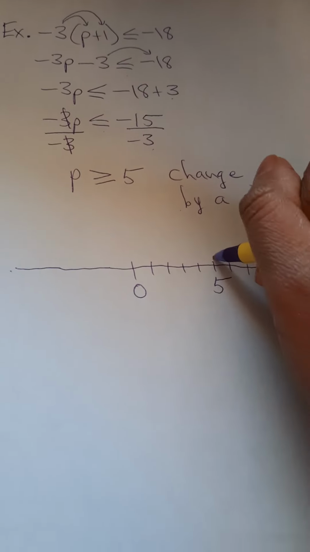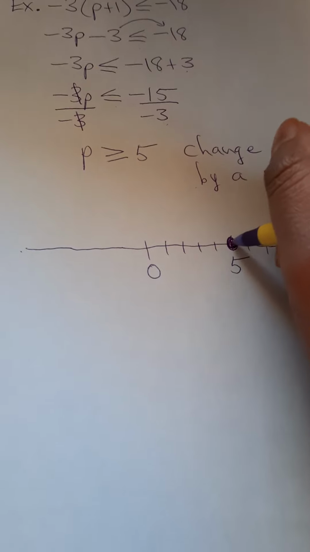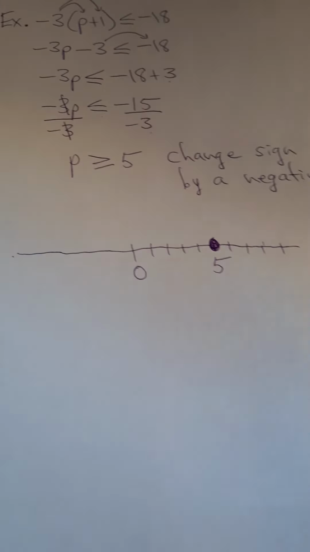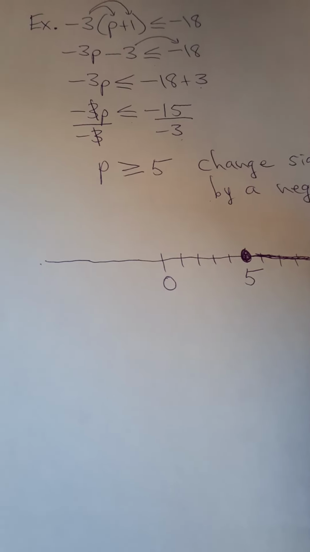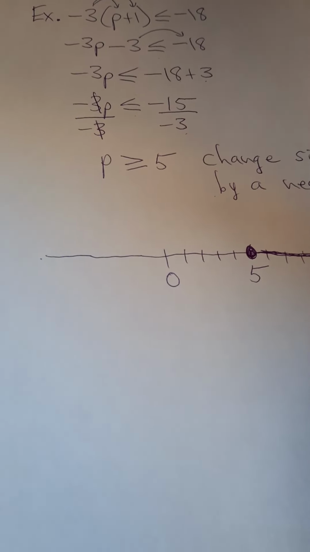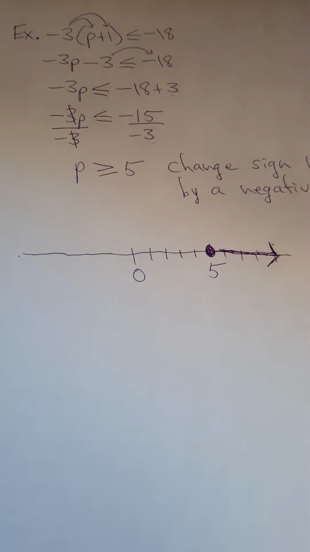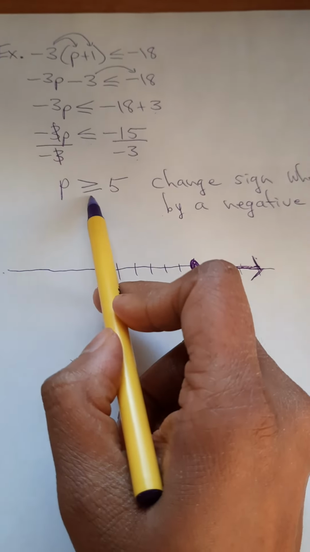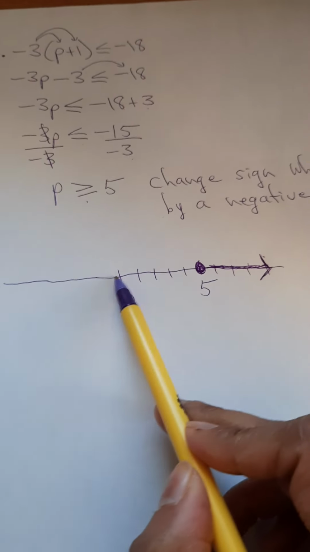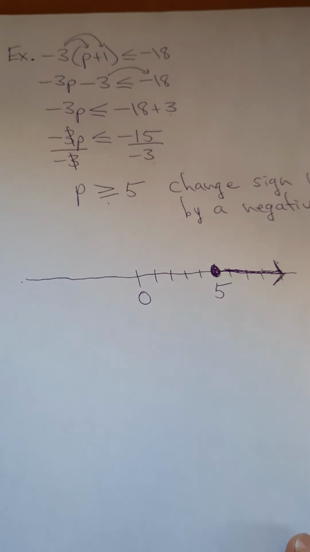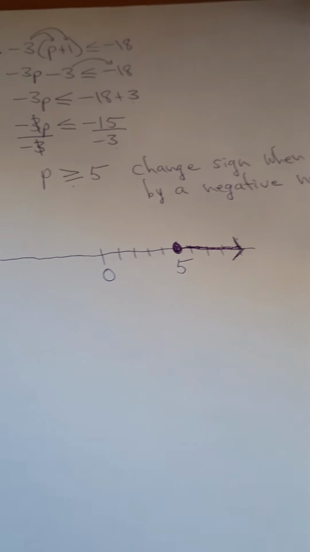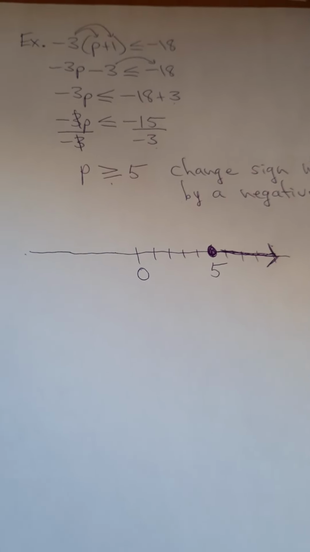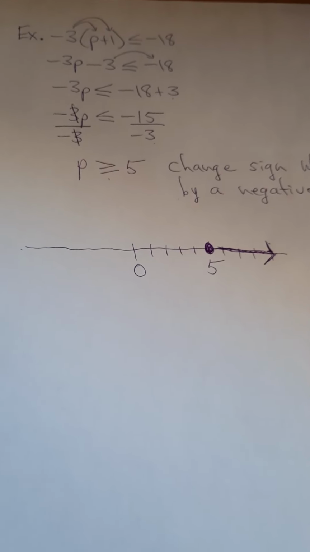So again, because it's equal to 5, I'm going to color this circle in. And then it's greater than, so it's going to basically go towards the right side. So make sure you don't forget to actually change the sign here. So it's not going to be less than or equal to going in this direction. I have to make sure I change the sign, and I'm just dividing it by that negative number to solve for the p value or the range of the p values.